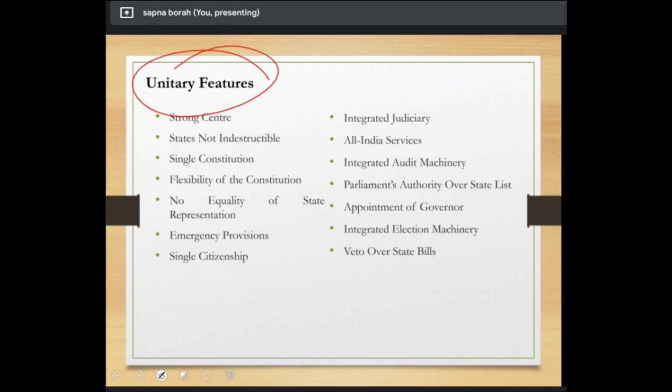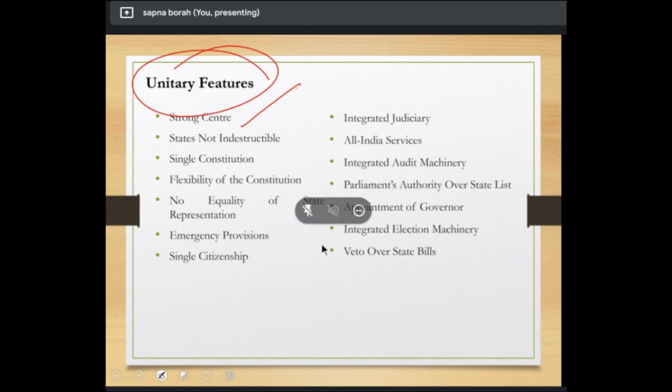These are the unitary features. See, again, the same thing. Strong center. Whenever there is a strong center, that will be a unitary feature. Why? Because a single authority is going to take care of all the other things. For example, in case of emergency, the center becomes all strong. So that's not a federal feature. That's a unitary feature. Okay.